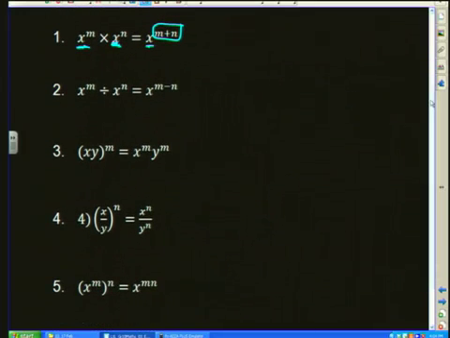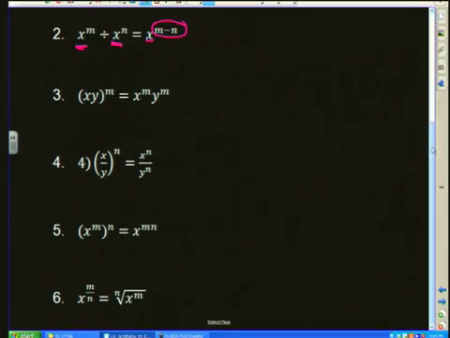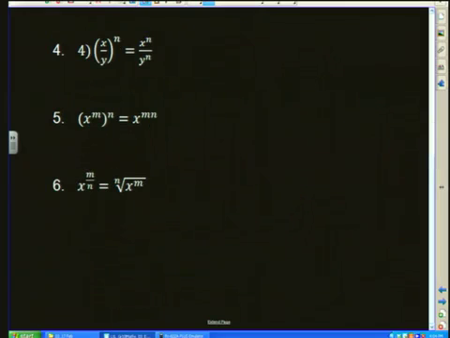The next law says when we divide exponents with the same base, we subtract the powers. My same base here again is x, and my powers I'm simply going to subtract because I am dividing x to the power m divided by x to the power n. So I keep the x and I subtract the powers, m from n. I'm going to skip over laws 3 and 4 and go down to 5, and then come back to 3 and 4.